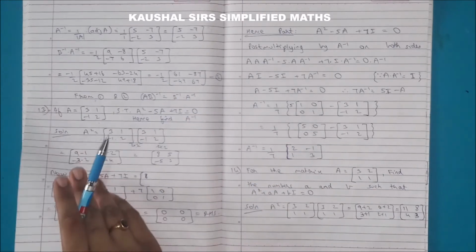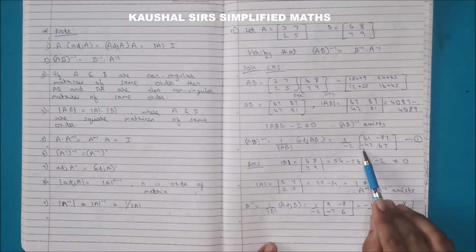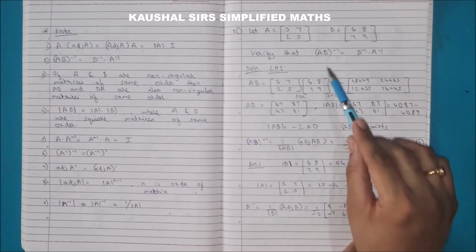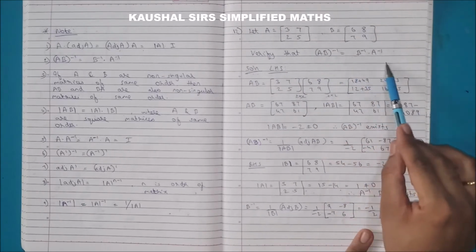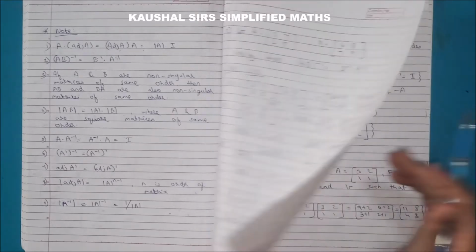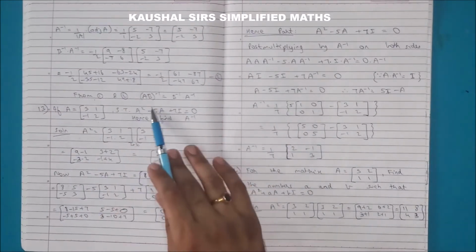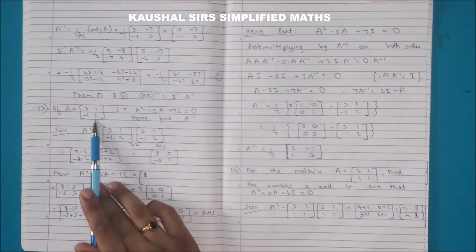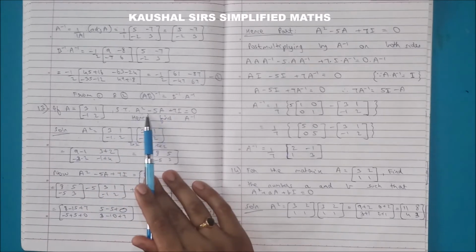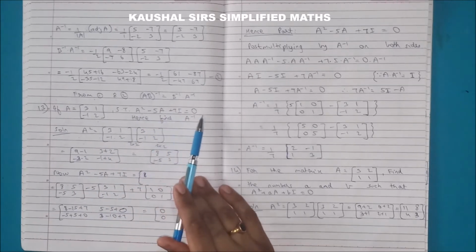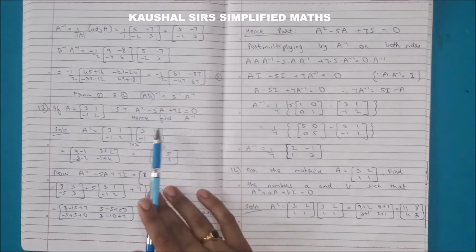So if you now compare equation 1 and equation number 2, both are same. So hence we have verified that (AB) inverse is equal to B inverse into A inverse. Okay, so now let's move to the question number 13. Again, a matrix A is given to us. You want to show that A square minus 5A plus 7I equal to 0 and hence find A inverse.